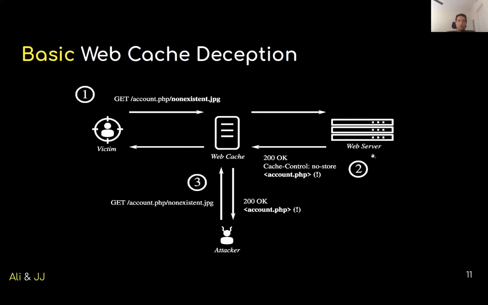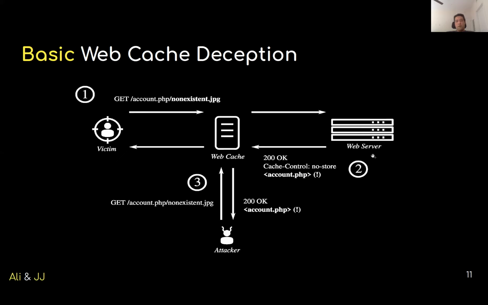In step two, the request reaches the web server and is processed. The server in this example applies rewrite rules, abstraction rules, to discard the non-existent part, or thinks that the non-existent part is a parameter of the request object. As a result, the server sends back a success response, but actually includes the content of account.php, which contains private, sensitive information about the victim's account.